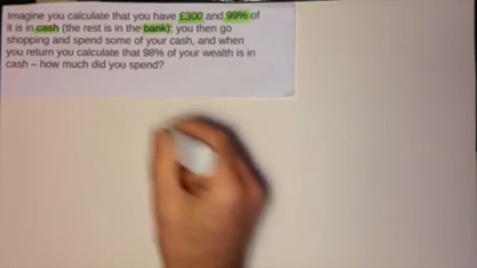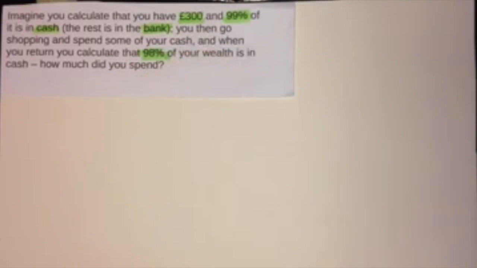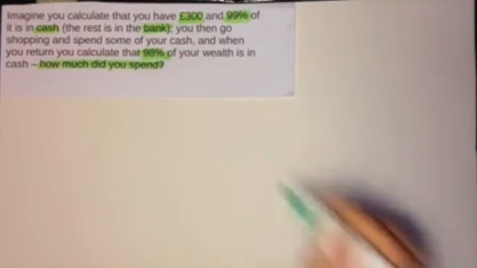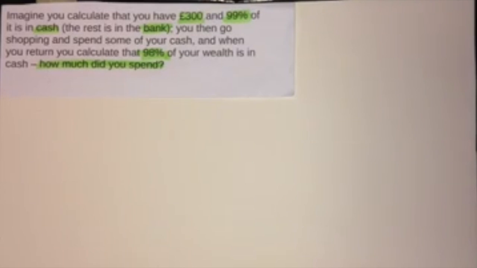In this problem, I've highlighted the key information. We start with £300, 99% in cash. We spend some, and then that leaves us with 98% of our wealth in cash. How much did you spend?